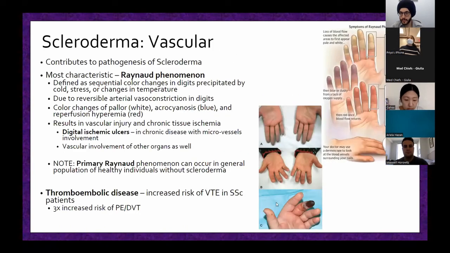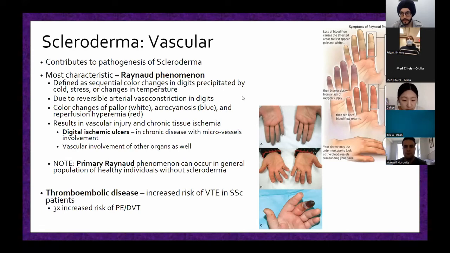So the vascular manifestations are also very important. The most classic presentation association for both limited and diffuse systemic scleroderma is Raynaud's phenomenon, which is by definition sequential color changes in the digits precipitated by cold, stress, or changes in temperature.